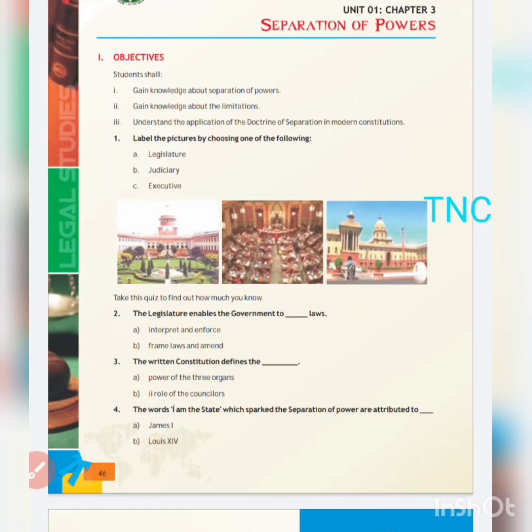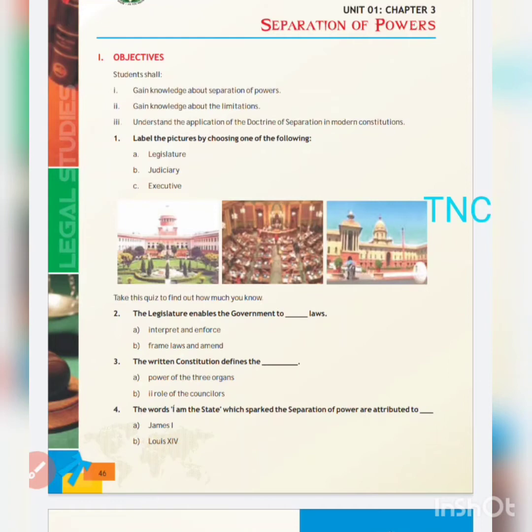Now this chapter 3 is basically related to what we studied in the previous chapter, the basic powers of the legislature, judiciary and executive. What are their powers that we have done in the previous chapter, and how those powers are separated equally between these three organs of government, so that they may perform their specific allotted functions. That is all we are going to see in this chapter 3, which is separation of powers.